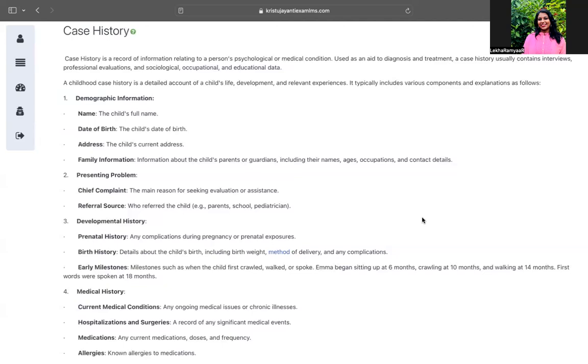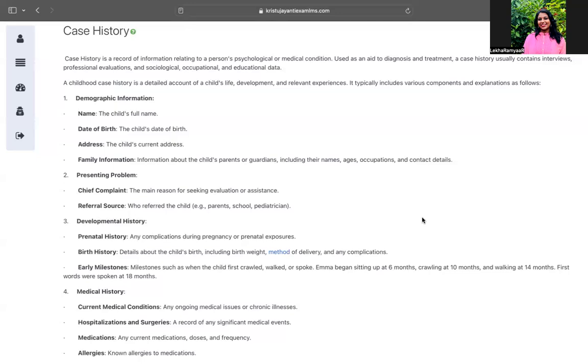So, the first part of a case history would be demographic information. The demographic details include the name, age, date of birth, the address, and family information, such as what the parents are doing. Is the child living with the parents, or is the child taken care of by another guardian or caregiver? All such information, including their age, occupation, socioeconomic background, income, and the relationship between the parents, comes under demographic information.